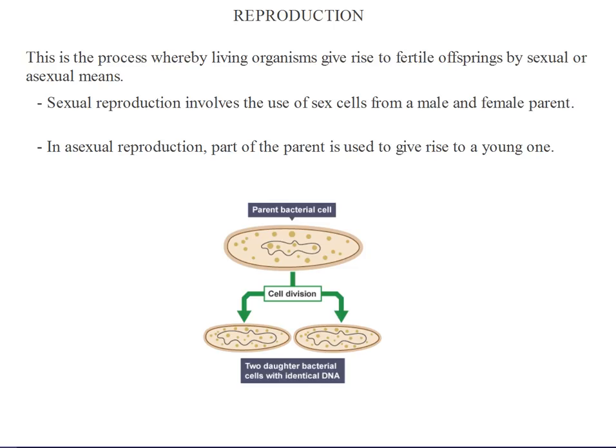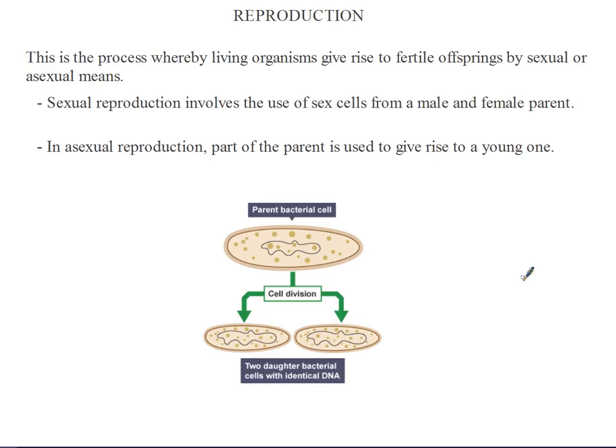Now, reproduction. Just as I said earlier, a plant can produce a seed of its own. Now, this is the process whereby living organisms give rise to fertile offspring by sexual or asexual means. Now, for certain plants, you can cut part of their stem or part of their branches and then plant those parts. Okay, once you plant those parts, roots will develop and then the plant will develop from there. There are certain ornamental plants that can undergo such type of reproduction.